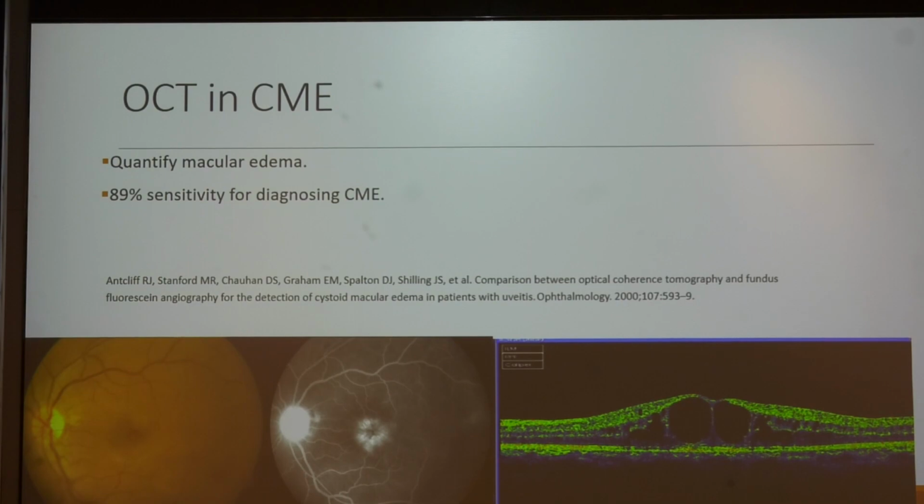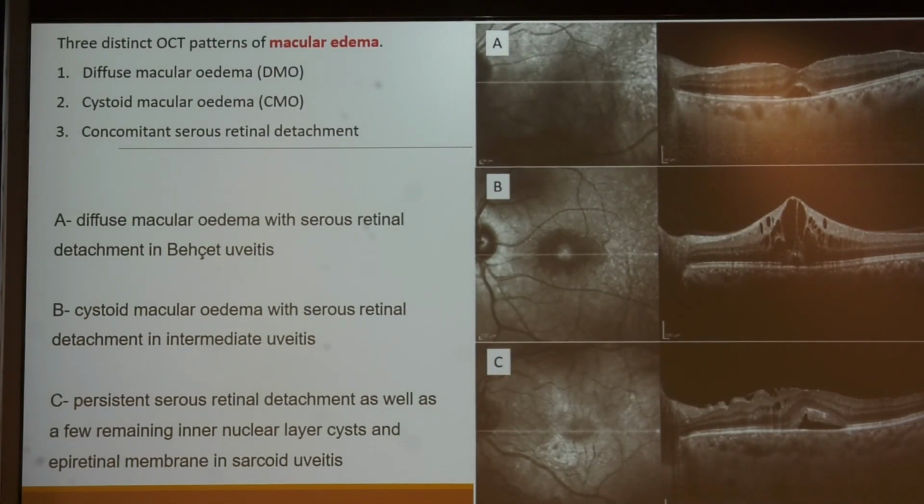while comparing to FFA. Three distinct patterns of macular edema are detected in uveitis. First is diffuse macular edema, then cystoid macular edema, then concomitant serous retinal detachment. The first picture shows diffuse macular edema with a serous retinal detachment seen in Behçet uveitis, the second picture shows a cystoid macular edema with a small serous retinal detachment in an intermediate uveitis, and the third picture shows a persistent serous retinal detachment as well as a few cystoid spaces along with ERM.